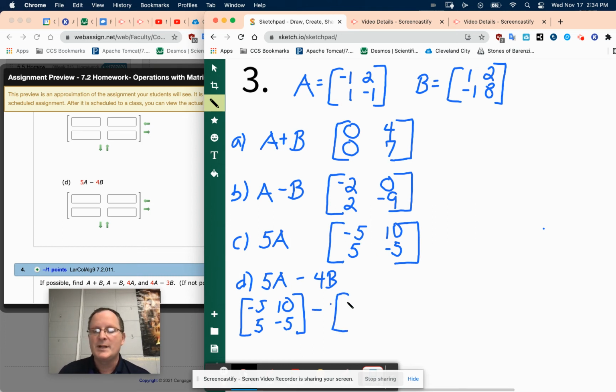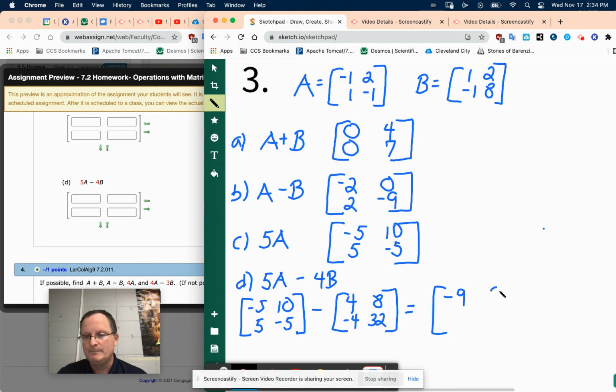All right, so 4 times each of those. And there we go. And then your final answer, which has the same dimensions, and that's the thing, it's got to have the same dimensions when you're doing addition and subtraction. -5 minus 4, 10 minus 8, 5 minus -4, and -5 minus 32. And there we go.